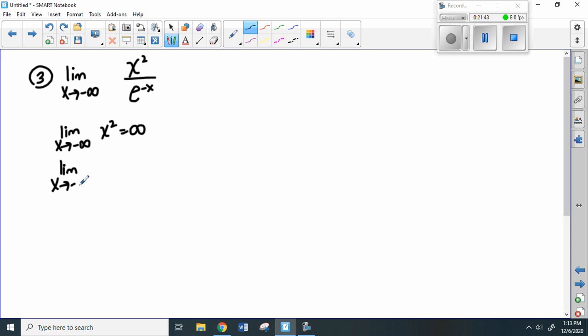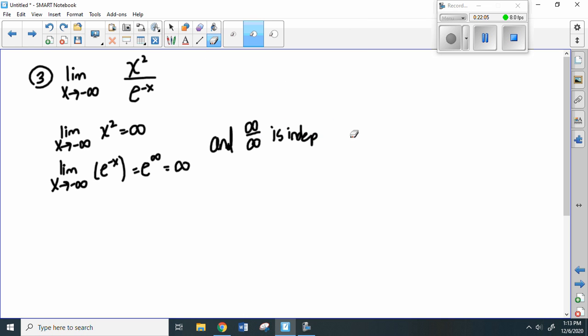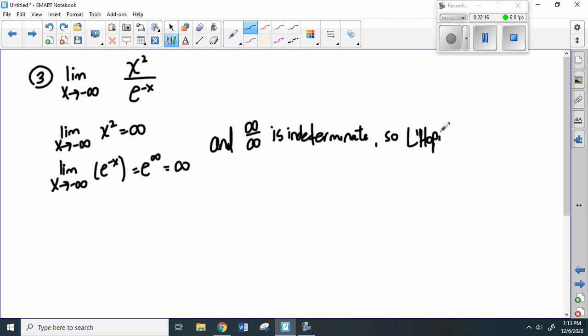Now I have to remember this: the negative of negative infinity is positive infinity, and e to the infinity is infinity. So you do have to know these things. And then, of course, infinity over infinity is indeterminate, so L'Hopital's rule applies.